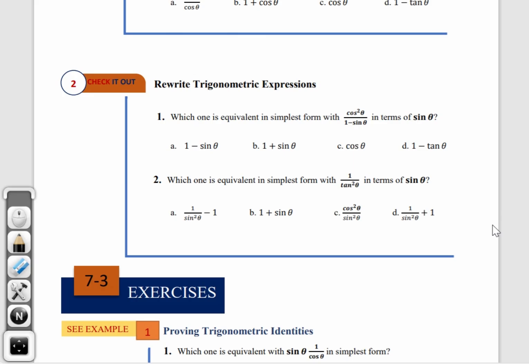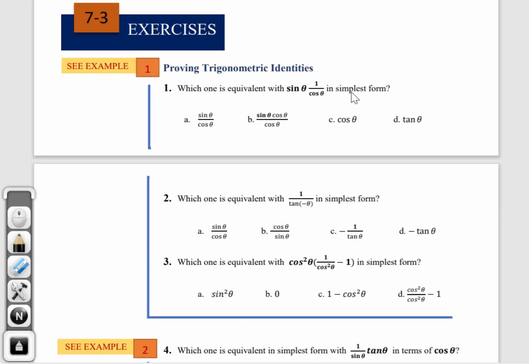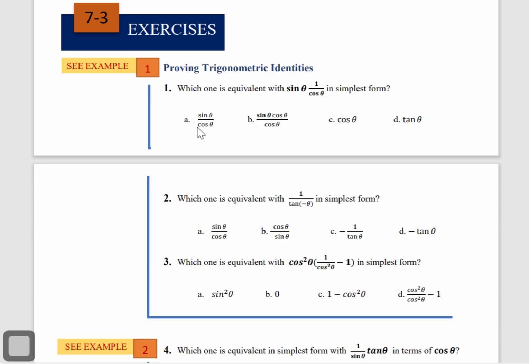Let's move on to the exercises. For the exercises, we have sine theta over 1 over cosine theta. So it will be sine over cosine, but you don't have to choose this one because it's not in simplest form. Sine over cosine equals tan theta. For example 2, we have 1 over negative tan theta. You know that it will be minus 1 over tan theta, because the negative goes with it.